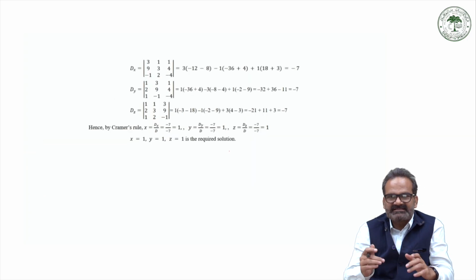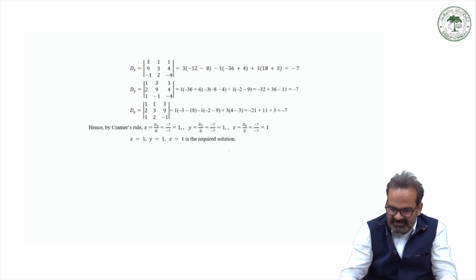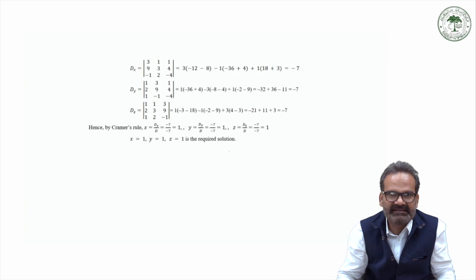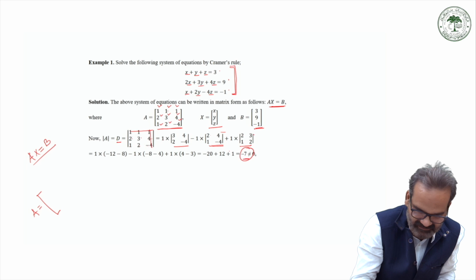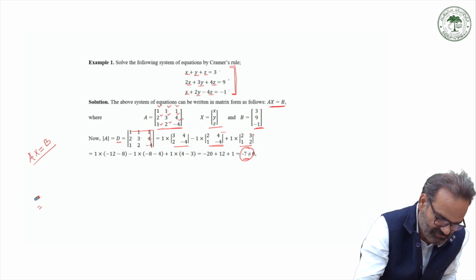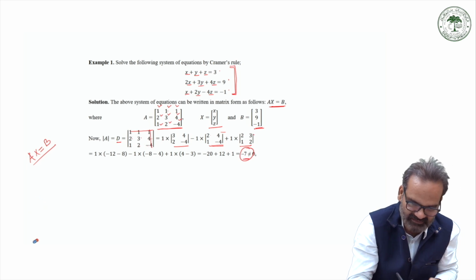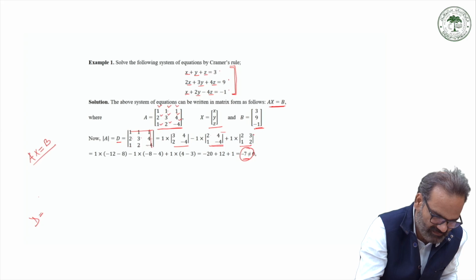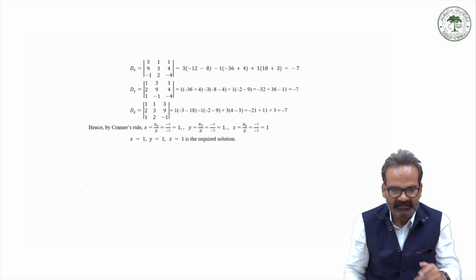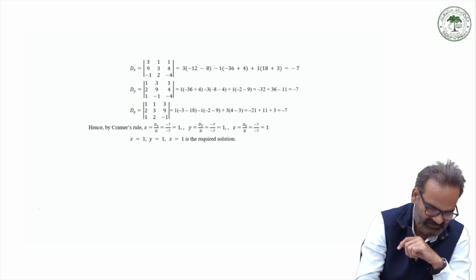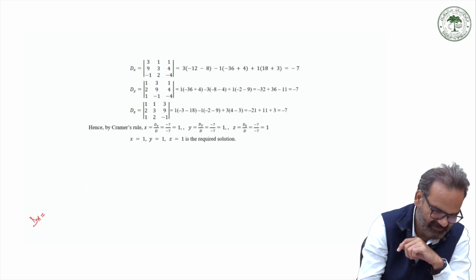Now, if D is there, you know how we can find out Dx. See, write down D here. What is D? Then I will show you how we can find out Dx. D is 1, 2, 1, 1, 3, 2, 1, 4, minus 4. This is our D, right? Now determine Dx. How will we determine Dx?